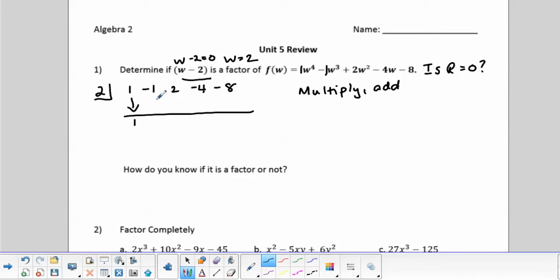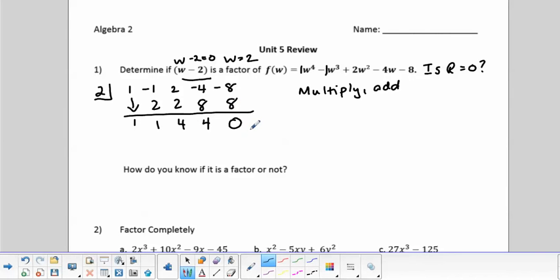2 times 1 is 2. -1 plus 2 is 1. 2 times 1 is 2. 2 plus 2 is 4. 2 times 4 is 8. -4 plus 8 is positive 4. 2 times 4 is 8. -8 plus 8 is 0.